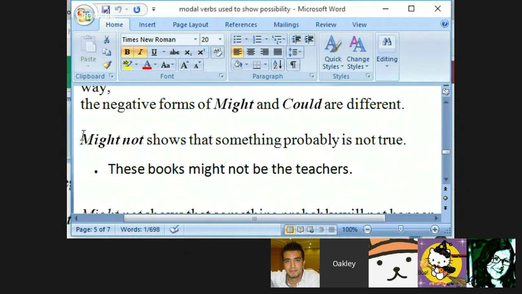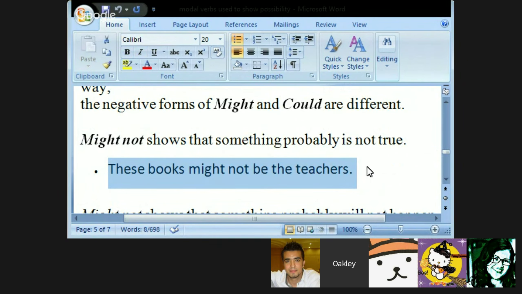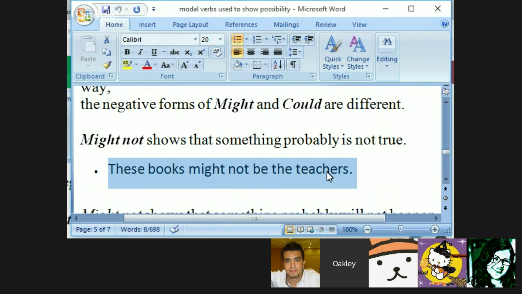Might not, again, shows probability. Probably not true, less than 50%. These books might not be the teacher's. Whereas might kind of means 50% or more, might not kind of shows less than 50%. Basically, that's a way to think about that.